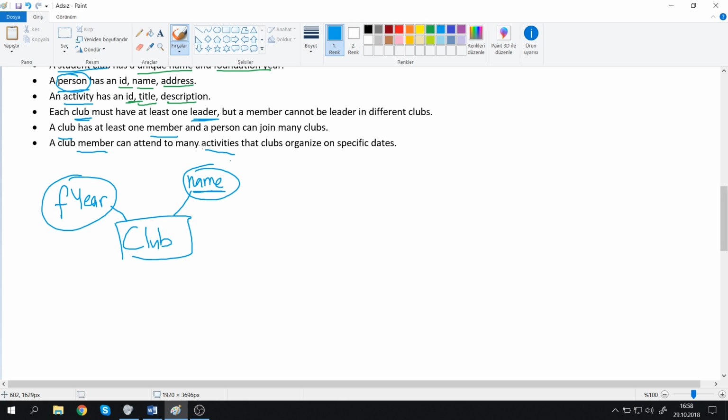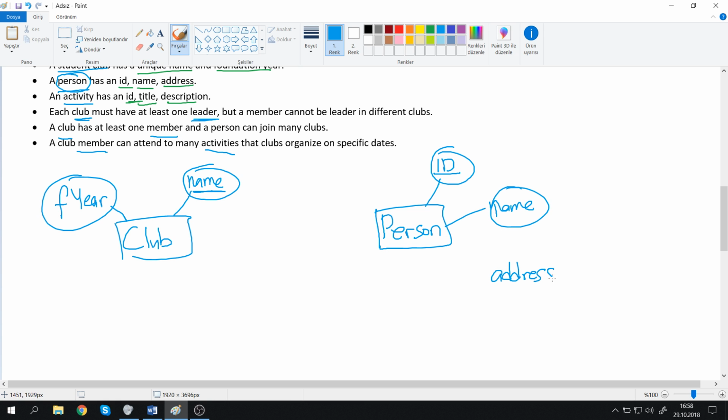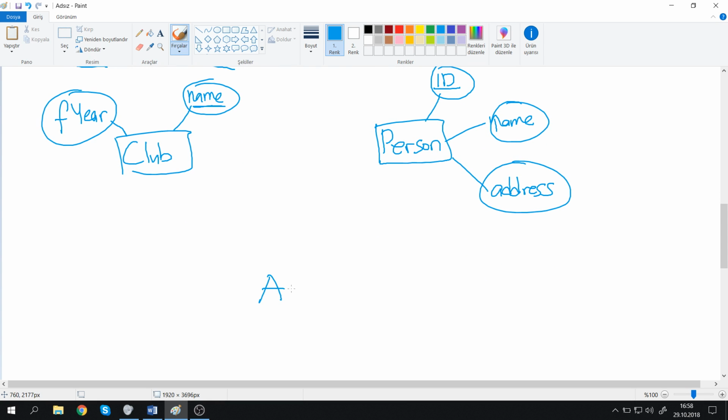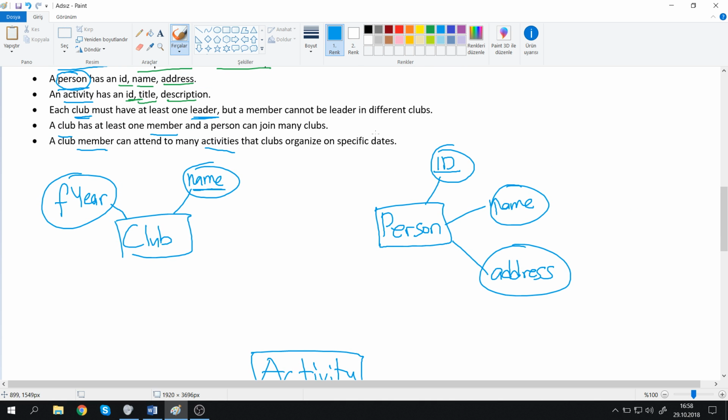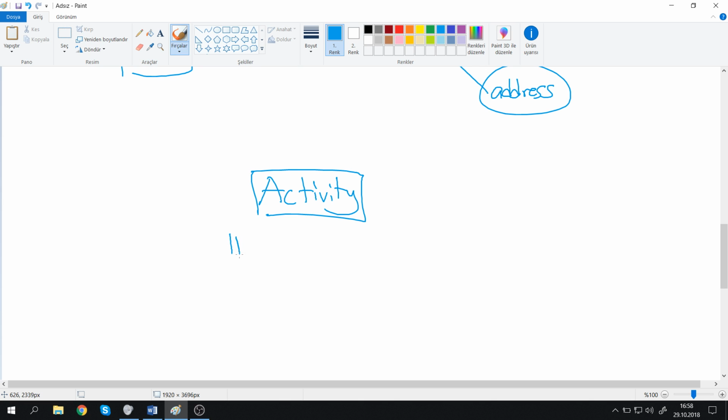We have person, entity. A person has ID. It is the primary key. Name, an address, and we also have activities. We have the entity activity, and an activity has ID, title, and description. We have ID as the primary key. We have title and a description.